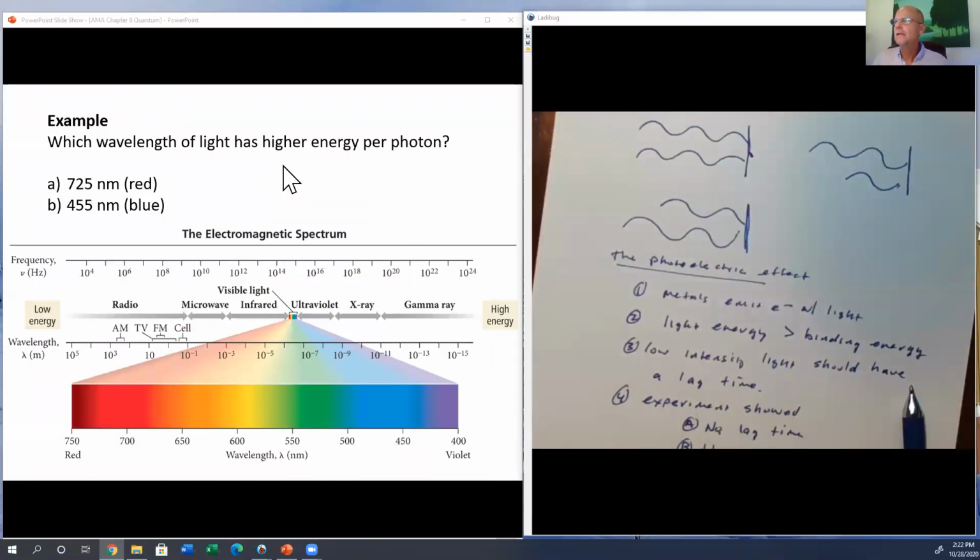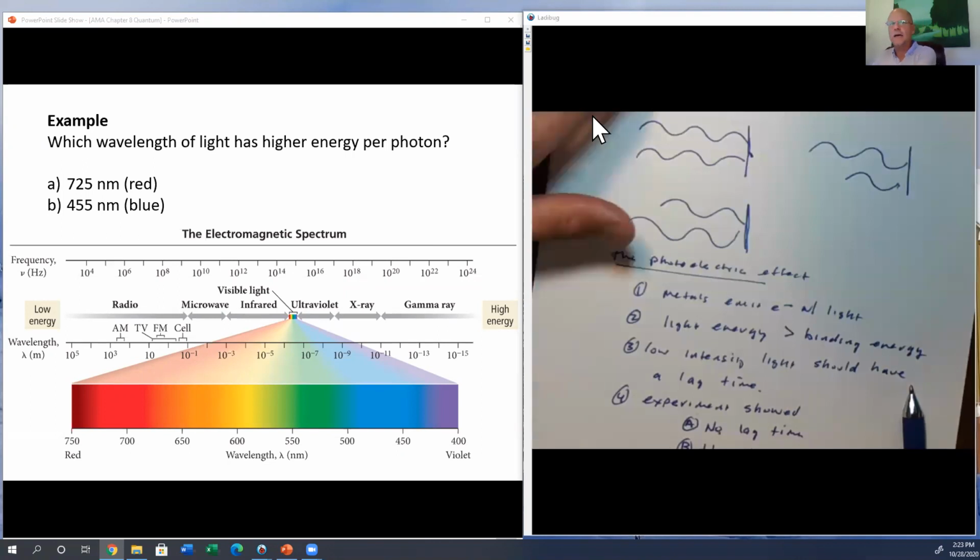Okay, so let's see if we can answer this question really quick. Which wavelength of light has higher energy per photon, red or blue? Really quick, I'll just launch a poll. Red or blue, let's see if you get this. Come on, everyone, vote. All right. Very good. Most of you got the right answer, which is B, blue.